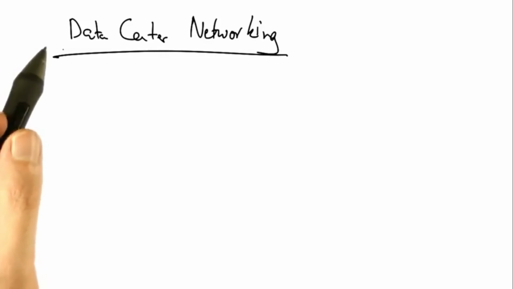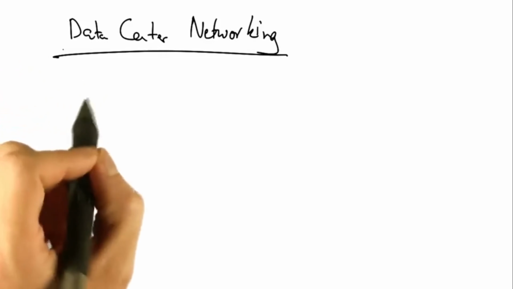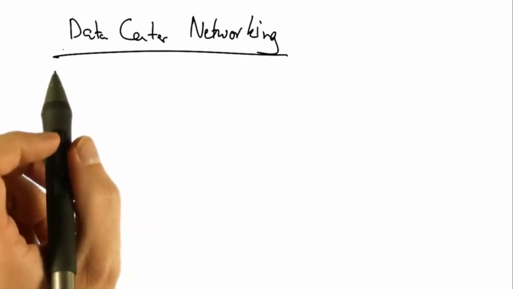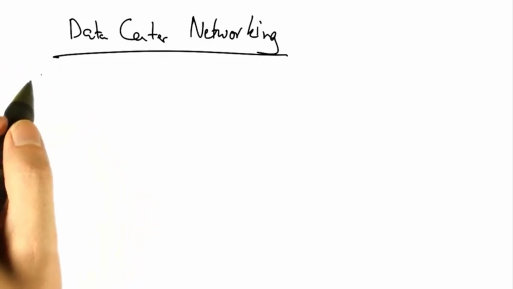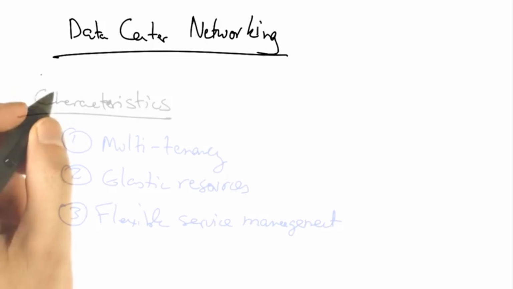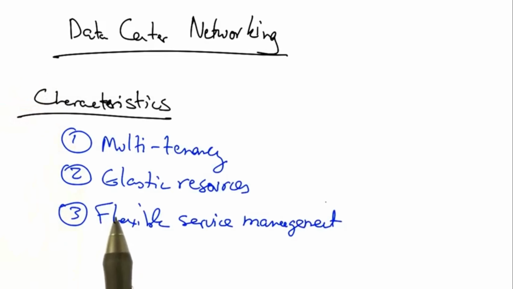Let's now talk about data center networking and how network operators perform traffic engineering inside a data center. First of all, what characterizes a data center? Data center network has three important characteristics. One is multi-tenancy. Multi-tenancy allows a data center provider to amortize the cost of shared infrastructure, but because there are multiple independent users, the infrastructure must also provide some level of security and resource isolation.